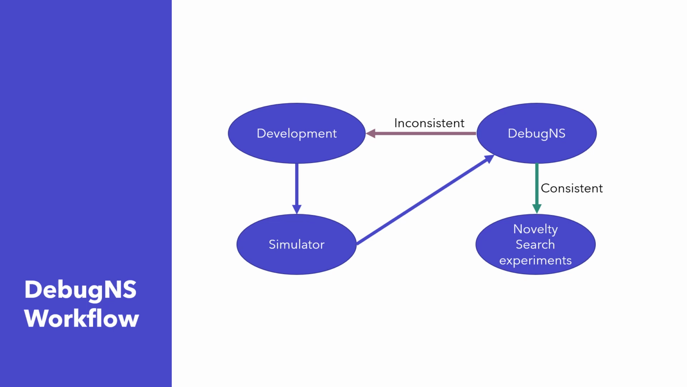On the other hand, if the individuals found by DebugNS are consistent with the user's hypotheses, then the simulator can be cleared to be used in experiments. In this case, using novelty search to explore for interesting behaviors with a different set of metrics.